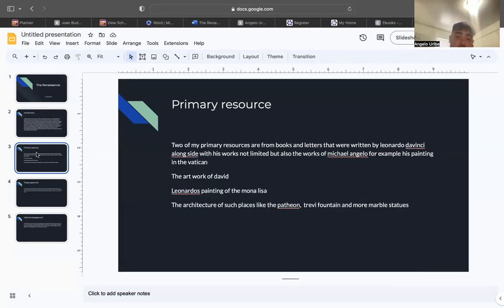My primary resources: two of my primary resources are the books and letters that were written by Leonardo da Vinci himself, alongside his works, but not limited to also the works of Michelangelo. For example, his painting in the Vatican, in the Sistine Chapel, the artwork of David, also Leonardo's painting of the Mona Lisa, and different kinds of architecture of places like the Pantheon, Trevi Fountain, and more of the marble statues in Italy.